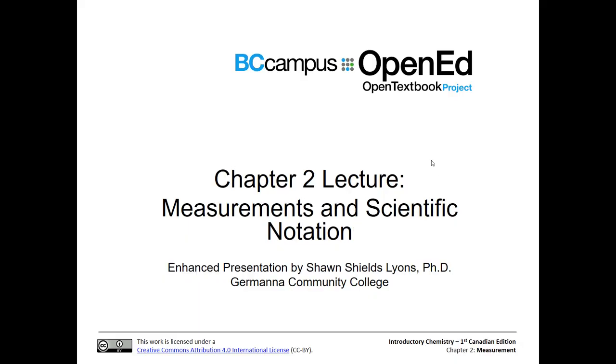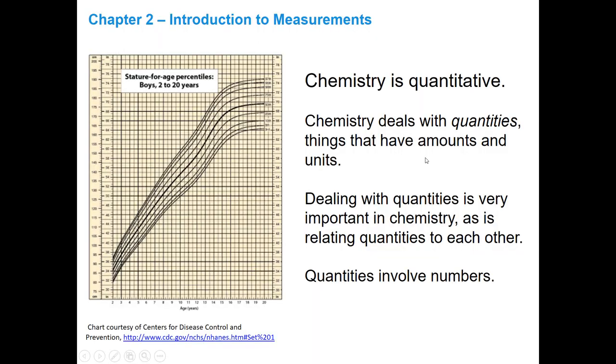Measurements and scientific notation. All right, so as we've discussed previously, chemistry is quantitative. And since we're going to be dealing with quantities, we want to learn to write numerical values in convenient notation. So we're going to talk today about two different kinds of notation. One is standard notation and the other one is scientific notation.